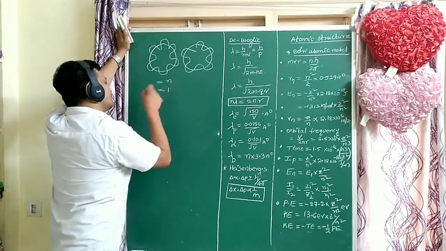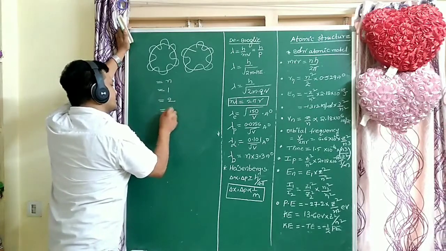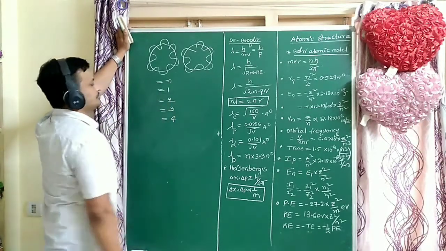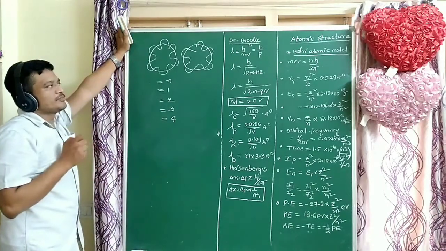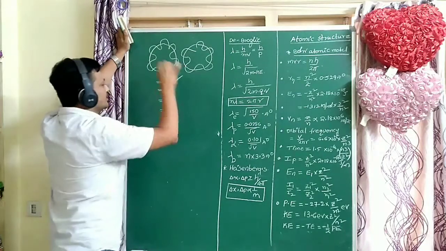Second orbit, how many waves are produced? 2 waves. Third orbit, how many waves are produced? 3 waves. Fourth orbit, 4 waves. So the number of waves produced in a particular orbit is equal to n. This is very important.